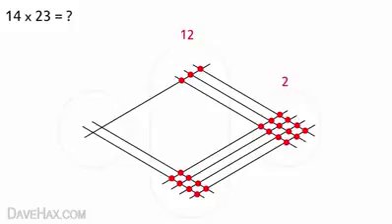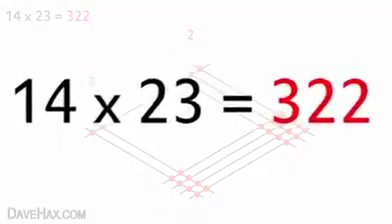We add that to the 1 we carried over from the last zone, and that gives us 12. So now we have to do exactly the same again. Leave the last digit where it is, carry the first digit over to the next zone, and add it to the number of dots in this zone. In this case, 2 dots, giving us a total of 3. And that gives us our answer. 3, 2, 2. 14 multiplied by 23 is 322.